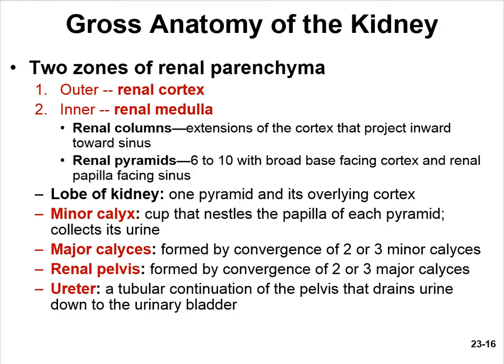Other structures include the minor calyx, which is a cup that nestles the papilla of each pyramid and collects its urine. So it's kind of a collecting area. And then the major calyces are formed by the convergence of 2 or 3 minor calyces. The renal pelvis is formed by the convergence of 2 or 3 major calyces, and the ureter is a tubular continuation of the pelvis that drains urine down to the urinary bladder.